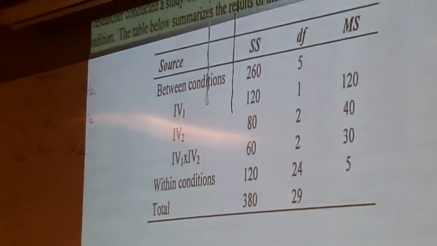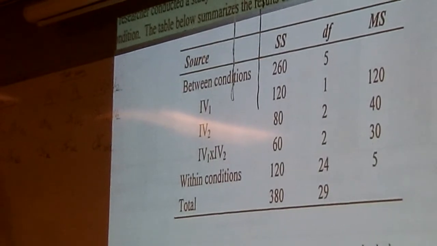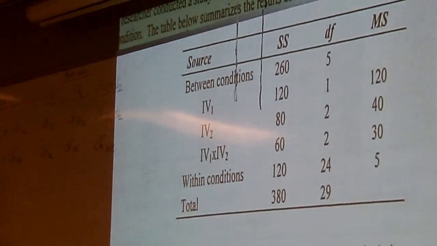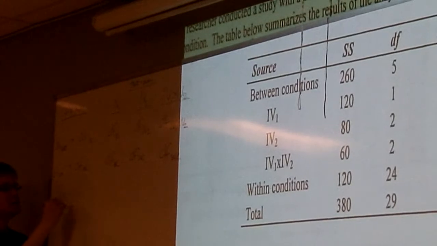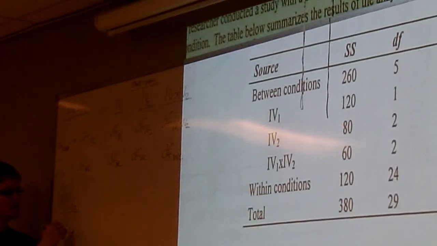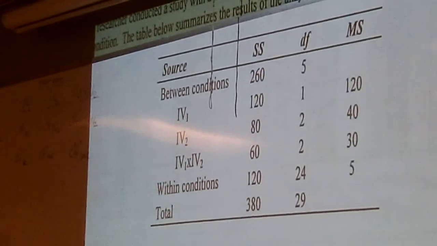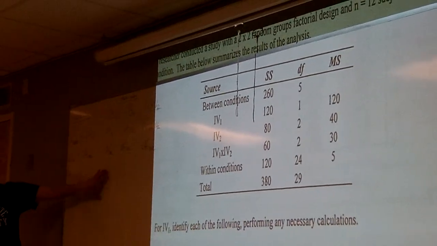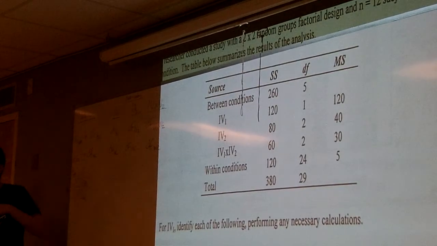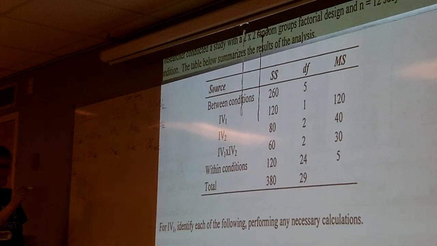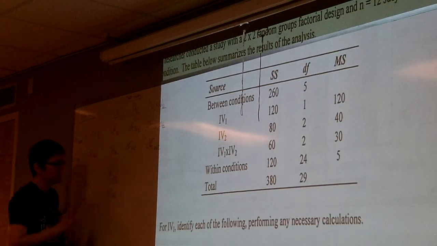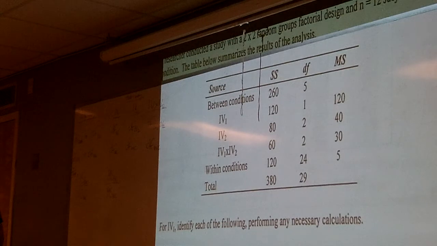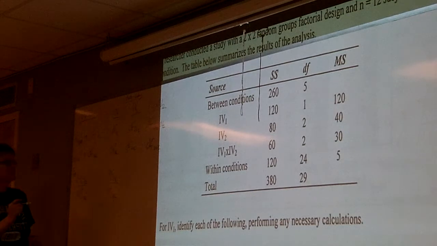Now for a one-way ANOVA on independent groups, when I calculate F observed, what formula do I use? Yep, the mean square between conditions over mean square within conditions. Right? That's how I get F observed. So what formula do I use to calculate that for IV1? All I'm doing is swapping out the mean square for IV1, and I leave the mean square within conditions alone. Okay, what about for the main effect of IV2? What do I do? Yep, just swap that out.